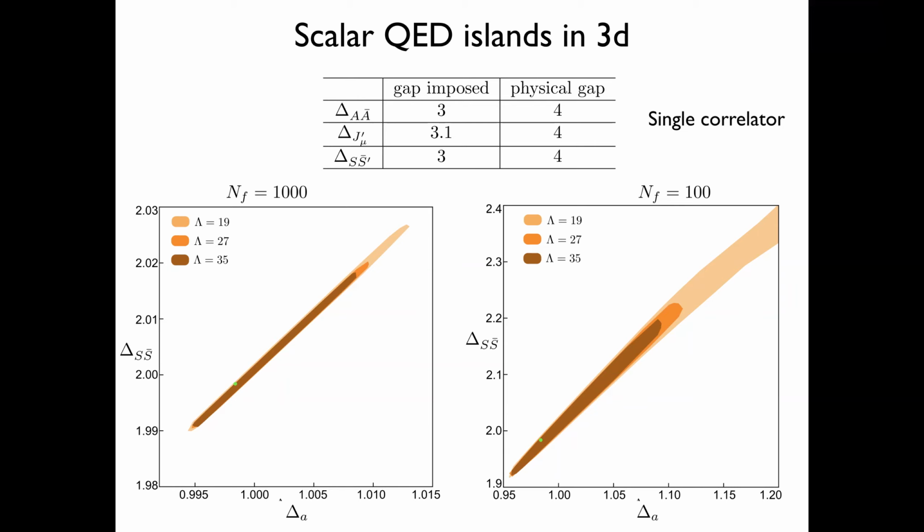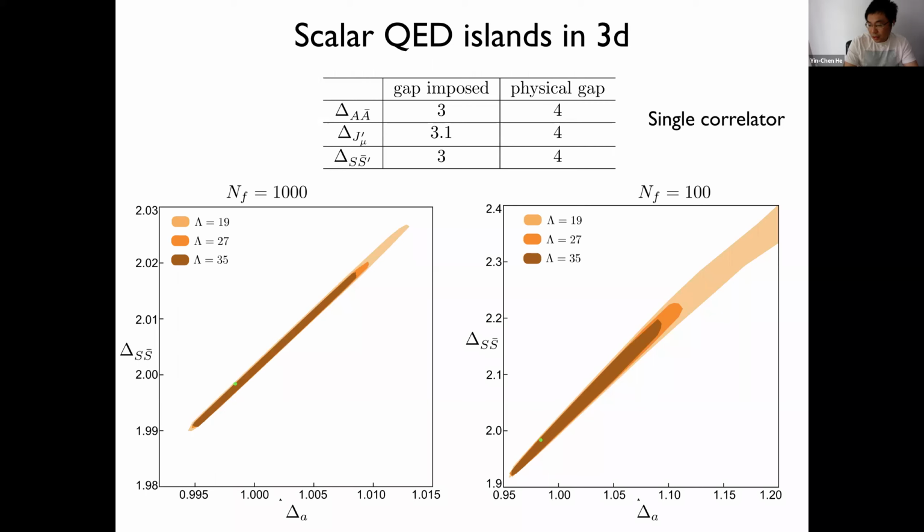I guess a related comment is that you're not using the full symmetry of the problem, because the full global symmetry is SUNF cross U1. You're only using SUNF. And so I would think that if you're going to do mixed correlators, you should definitely include monopole operators. That's certainly a thing worth exploring.